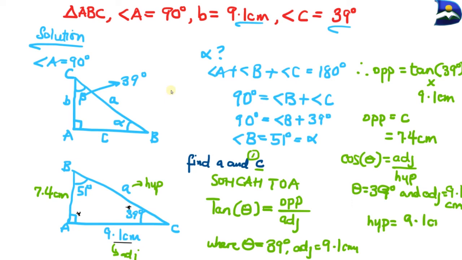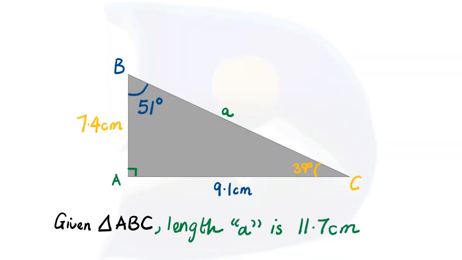And therefore 9.1 centimeters is going to be divided by cos theta, where theta is equal to 39 degrees, and we're going to determine our hypotenuse to be equal to, drum roll, approximately 11.7 centimeters. And so our A side is determined to be equal to 11.7 centimeters.